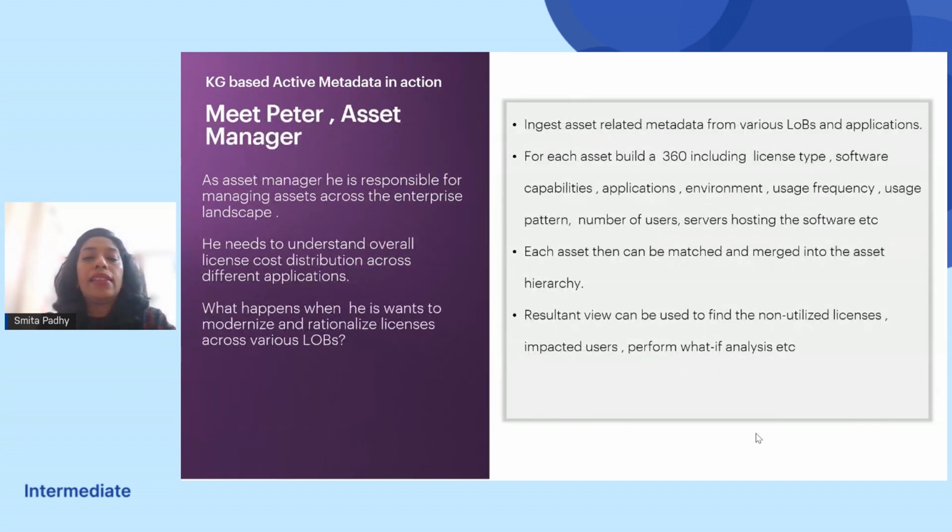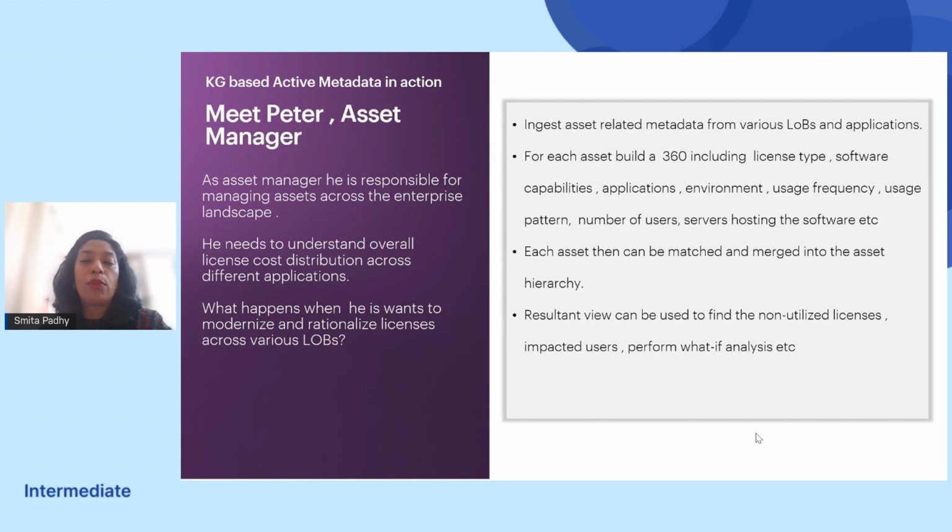Let's look at another example. As an asset manager, Peter is accountable for managing software across the infrastructure landscape. How will Peter be able to modernize and rationalize licenses across all the LOBs? With sustainability and profitability coming into the picture, a lot of emphasis is on using fewer and fewer resources, optimizing your server usage, optimizing your usage.